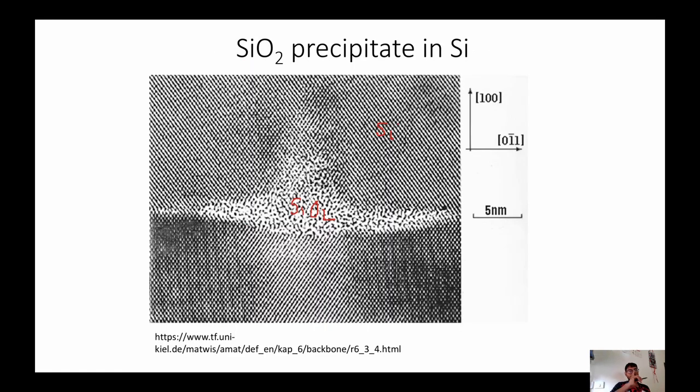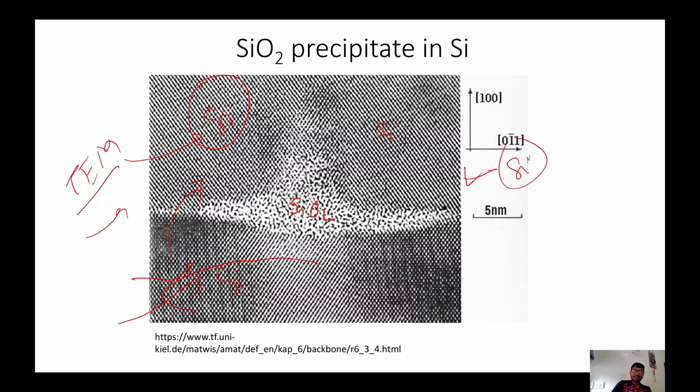So now comes the SiO2. This is the TEM image of Si and SiO2. This is a crystalline structure of Si. Over this, Si was grown, maybe by some CVD kind of technique.